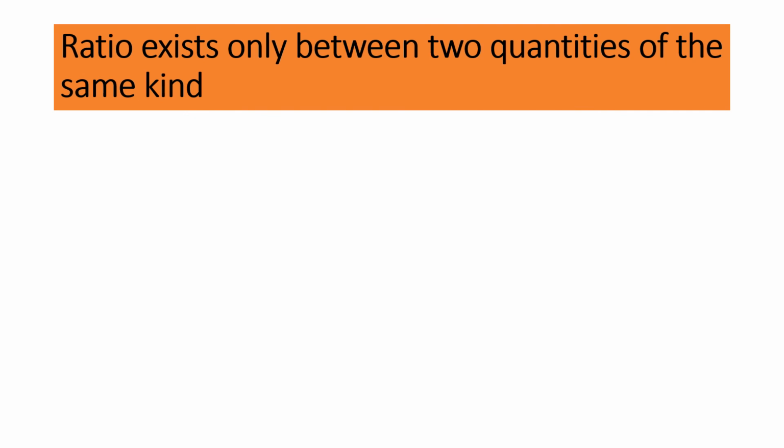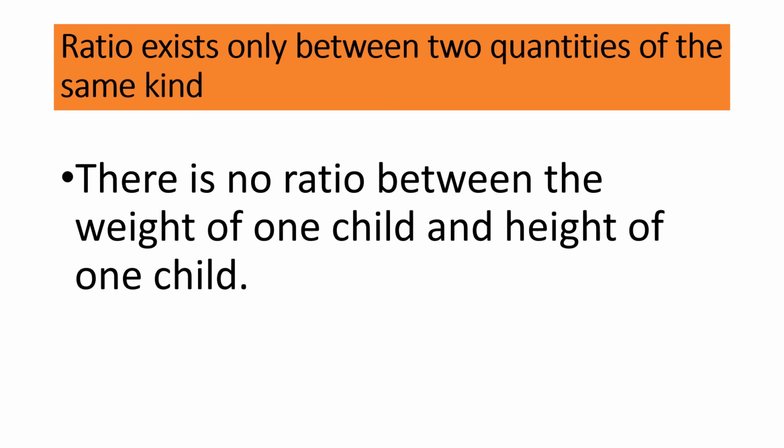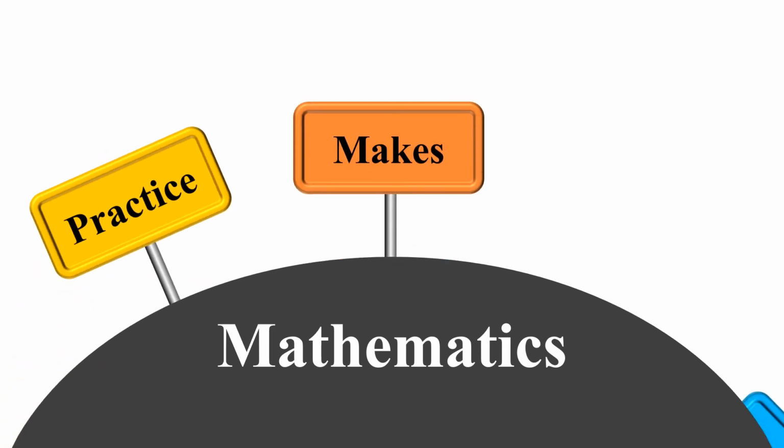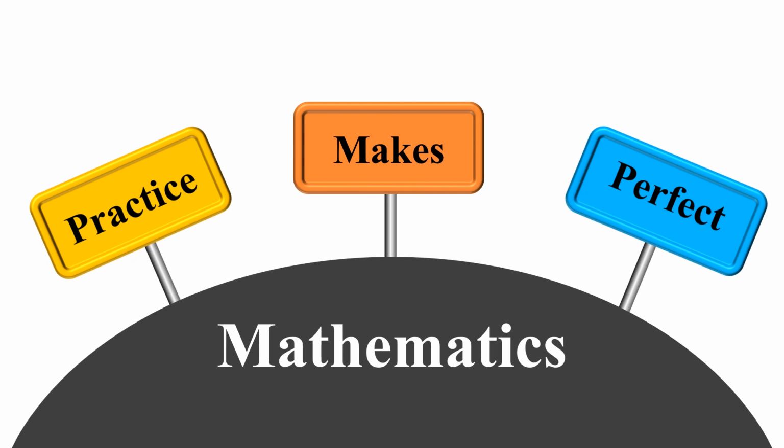Ratio exists only between two quantities of the same kind, as I told earlier also. There is no ratio between the weight of one child and the height of one child. So in mathematics, what you need to do? Yes, practice, because practice makes perfect. So do practice.